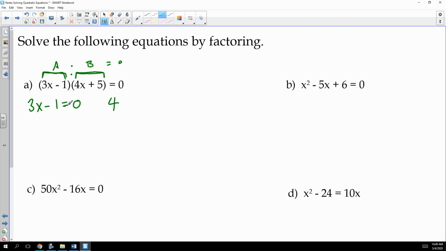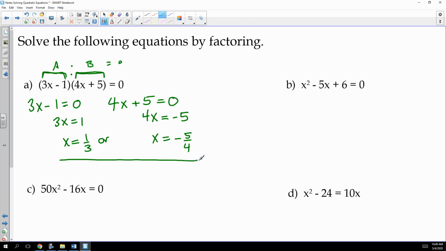So right now, we just set each factor equal to 0 and solve. We're going to set 3x minus 1 equal to 0, or 4x plus 5 equal to 0. Then we add 1 and get 3x equals 1. Divide by 3 and get x equals 1/3. Or, and then we're going to solve the other one. We subtract 5 and get 4x equals negative 5. Divide both sides by 4 and get x equals negative 5/4. So we have two solutions. It is very common when you're solving a quadratic equation that you have two solutions. Sometimes it might look like there's only one, but maybe it's a double root, and you'll learn a little bit more about that in Algebra 2 as well.